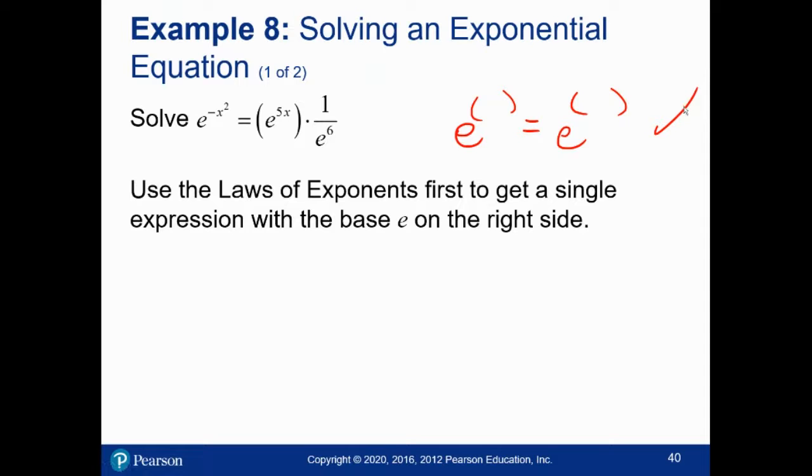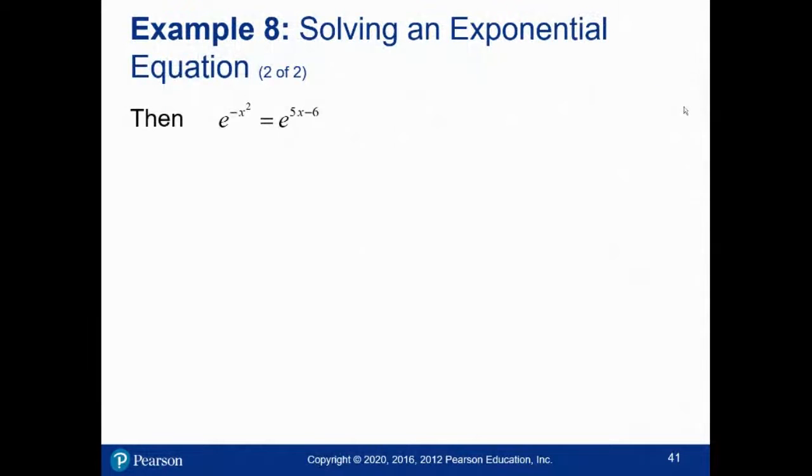So I need a single expression on the right-hand side. So I'm going to call that e to the minus 6th because then I can combine the two exponents using their sum, 5x plus negative 6. So now my right-hand side is just e to the 5x minus 6. So I'm going to use that, and now I can just say the exponents are equal.